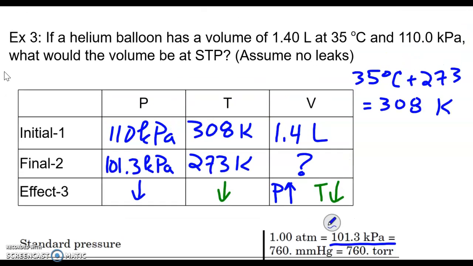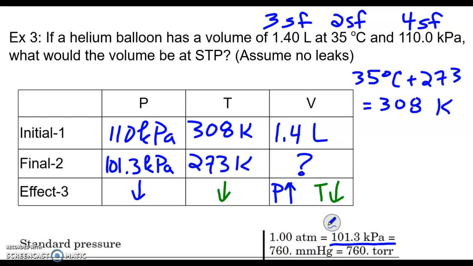So 1.40 has 3 sig figs. 110.0 has 4 sig figs. However, 35 only has 2 sig figs. Again, when looking at your significant figures, you need to go back to the problem and not to your IFE table for this exact reason.